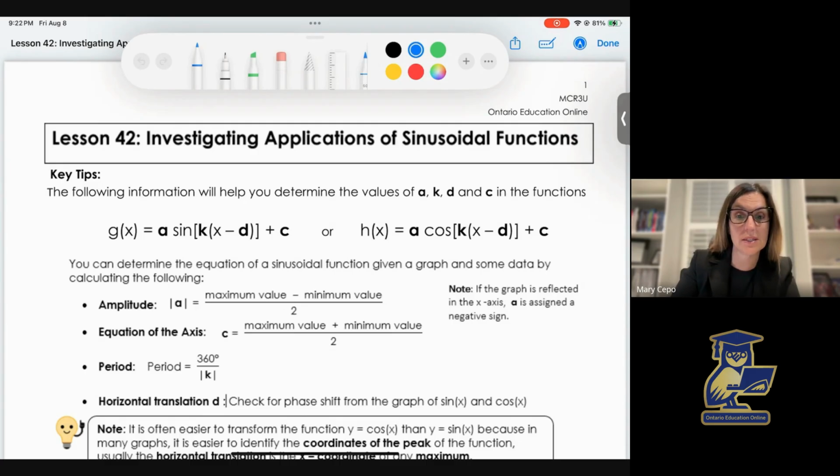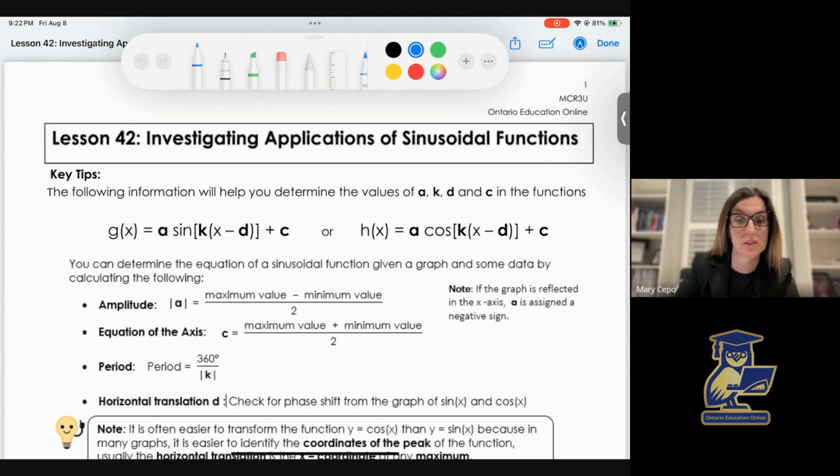So some key tips when we're investigating application of sinusoidal functions. The following information will help you determine the values of A, K, D, and C in the function. Looking at the possibilities of different transformations, A, we know, is the vertical stretch or compression, but it's the amplitude. So to calculate the amplitude, we take the maximum value minus the minimum value and divide that by 2. The equation of axes, again, is the maximum value plus the minimum value divided by 2.